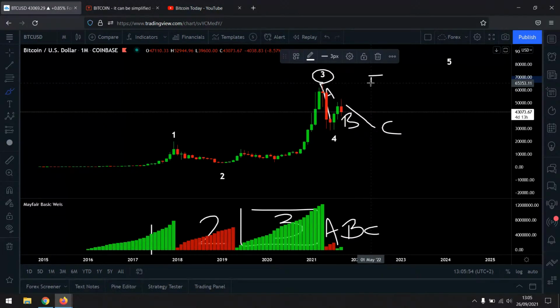That would give us confirmation of the monthly 3 already being in, and now we'd expect to see an A, a B, and a C anyway. So with that being said, we've got bearish sentiment both ways. I don't think there's any other way to explain it currently. We're not really looking massively impulsive to the upside.